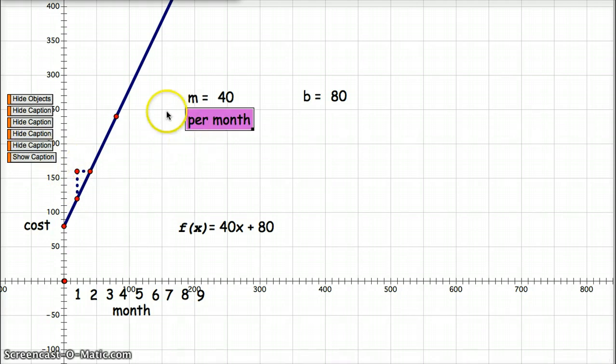We can do that because now we can find out other things. This is $40 per month, so if I wanted to find out any particular month now, I can put that in there. So slope is a per month or a unit rate.